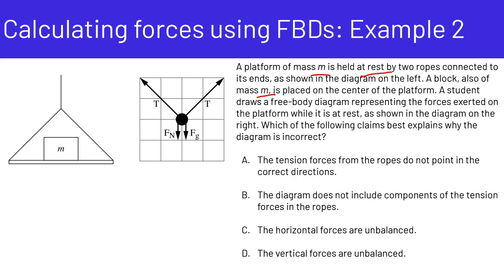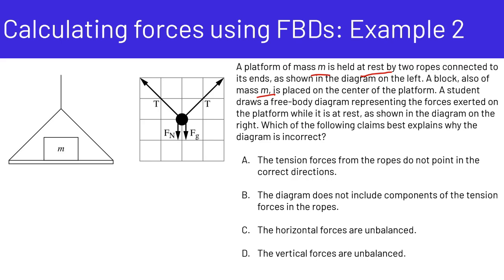The student draws a free body diagram representing the forces exerted on the platform while it is at rest, as shown in the diagram on the right. Which of the following claims best explains why the diagram is incorrect? So our claims are: A, the tension forces from the ropes do not point in the correct directions. B, the diagram does not include components of the tension forces in the rope. C, the horizontal forces are unbalanced, or D, the vertical forces are unbalanced.